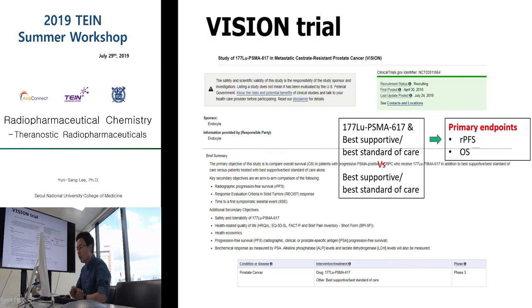Further, they went on to the phase 3 clinical trial, which is named the VISION trial. Here, they compare lutetium PSMA therapy with a placebo of best supportive and best standard of care. For the primary endpoint, they will look at progression-free survival and overall survival.